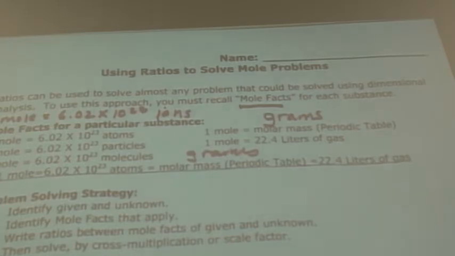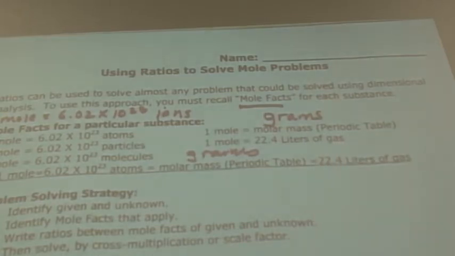Okay, now pay attention to this because this is a new twist. Here's the new twist. 6.02 times 10 to the 23rd atoms is mathematically equal to 22.4 liters of gas. Do you see that? The molar mass in grams is equal to 6.02 times 10 to the 23rd atoms, or particles, or molecules, or ions. Grams from the periodic table is equal to liters of gas? Yep, now I get it.